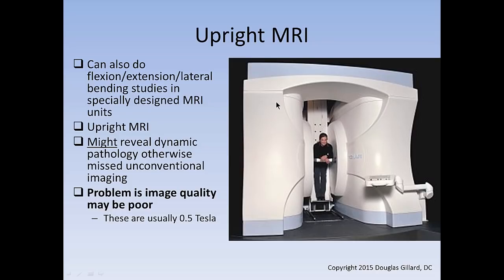You can also do these images in an upright MRI. I'm just not a big fan of these. They were really popular last decade, and they're touted to show a lot of things that conventional MRI misses, but there's a trade-off. The Tesla, which gives you the clarity of the picture, is quite low, usually 0.5, maybe 0.75 these days, compared to 3 Tesla. It's night and day. I'm not a fan of these things unless you're absolutely at the end of your diagnostic rope. If you can't figure something out, then I would maybe order one as a last ditch effort.